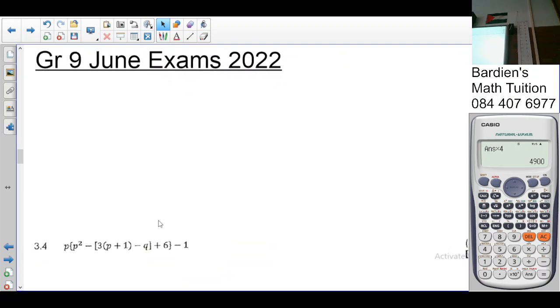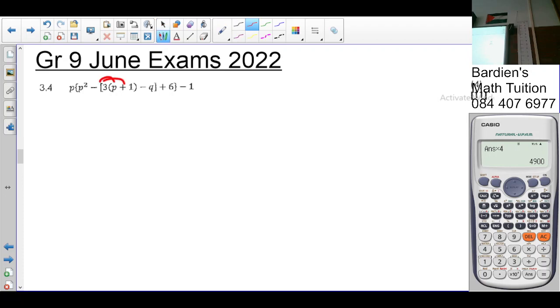Okay, the next one. Brackets within brackets, so we sort out the innermost bracket first. So it's p into p squared minus the round bracket: 3 times p is 3p, plus 3 minus q, close the round bracket, plus 6, squiggle bracket, minus 1.